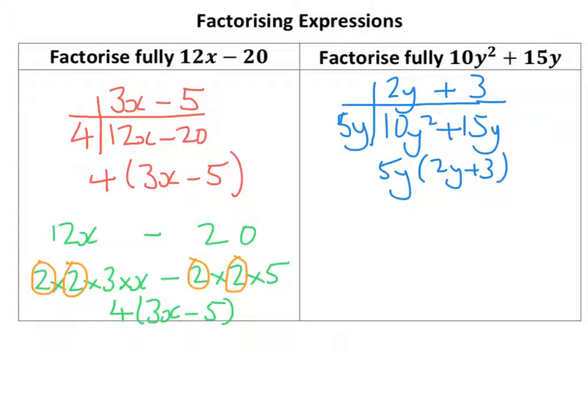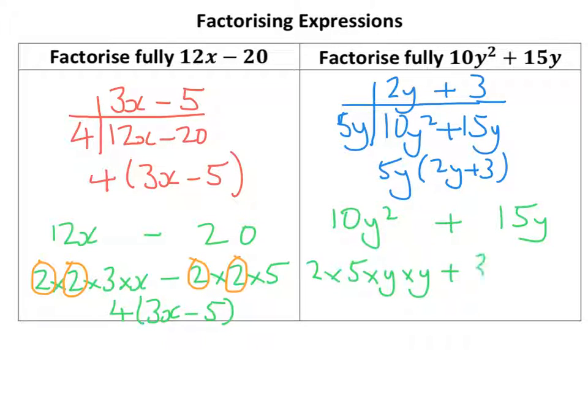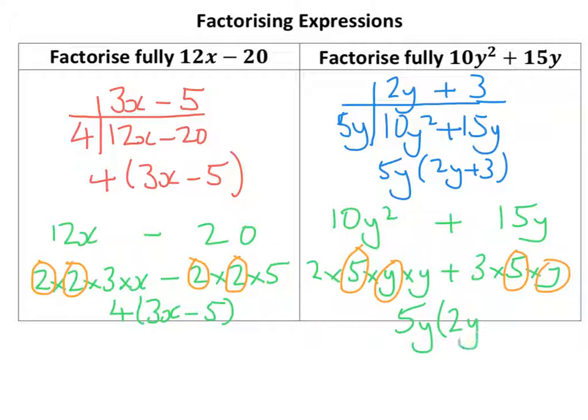Now, again, if I break it down into factors, we've got 10y squared, we've got plus 15y. If I break 10 down, it would be 2 times 5, and then y squared is y times y, plus 3 times 5 times y. Again, I'm going to circle all the bits that appear in both, so 5 and a y. That's what goes outside the brackets. I'm running out of room a little bit here. We get 5y there, and whatever's left goes in the brackets, plus 3. So there you go, there's a couple of ways of doing it.